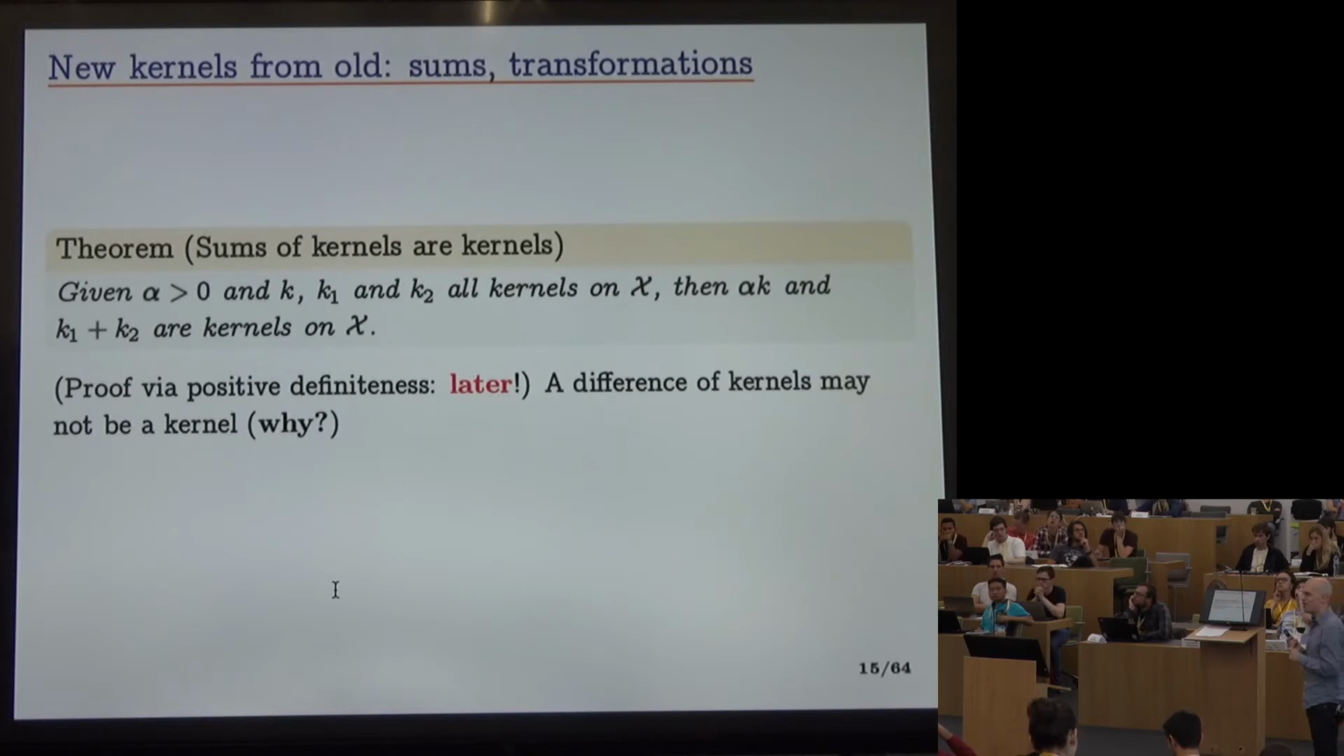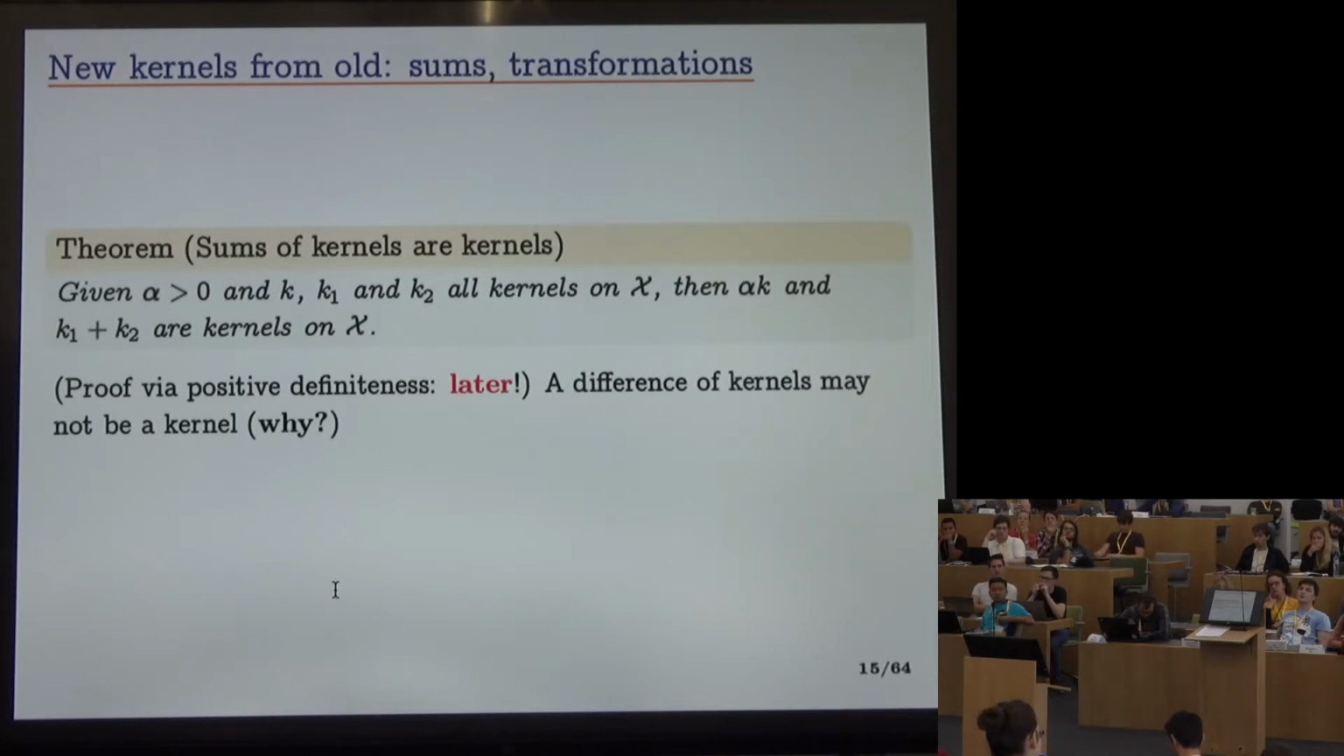Now, to prove that the sum of kernels is a kernel, I'm going to need a property which I haven't yet told you, so I'm not going to do that yet, but I'm going to do that later. Okay, but now, sum of kernels is a kernel. The difference of two kernels might not be a kernel.